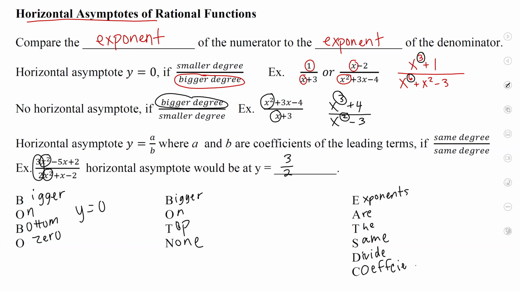Can y'all give me another example? Can y'all make one up? X squared plus 2 over 3x squared minus 9. Okay, these are the same. That means your answer is the coefficient. So what's my answer going to be? Y equals what? 1/3. There's a 1 right here. Make sense? Okay, so those are the 3 different cases that you'll see.